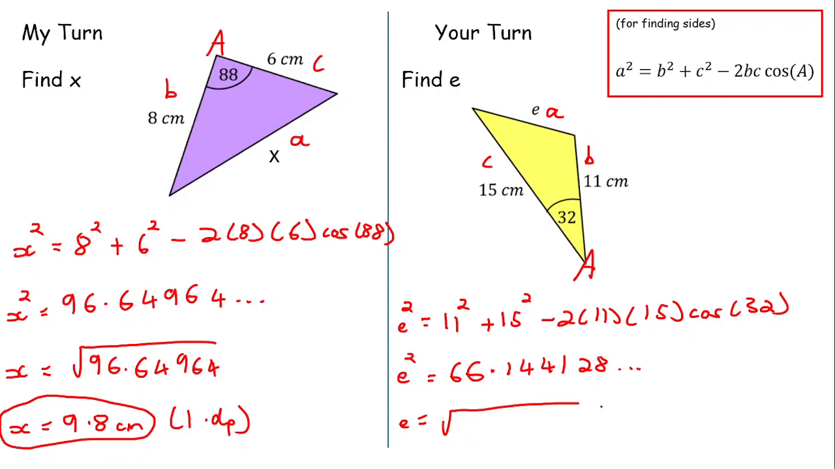So square root of 66.144128, and that's going to be equal to 8.1 centimeters to 1 decimal place. If you got that, then good work. Okay, really good. Okay, moving on.